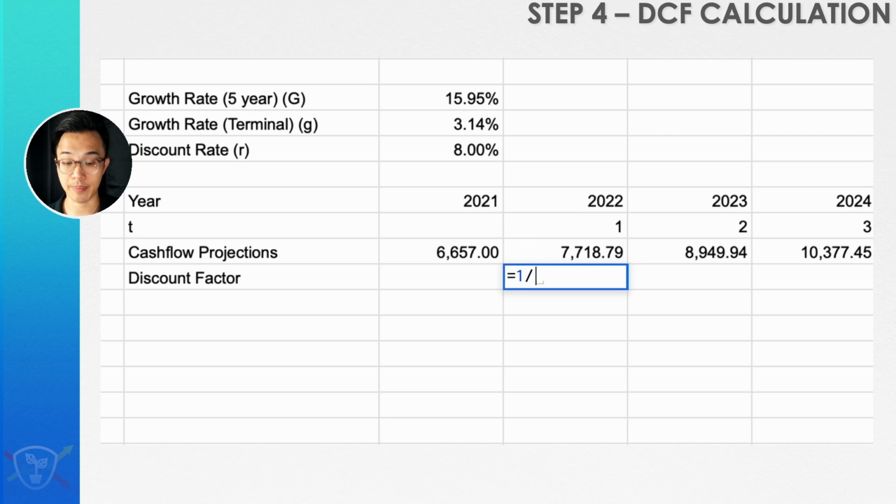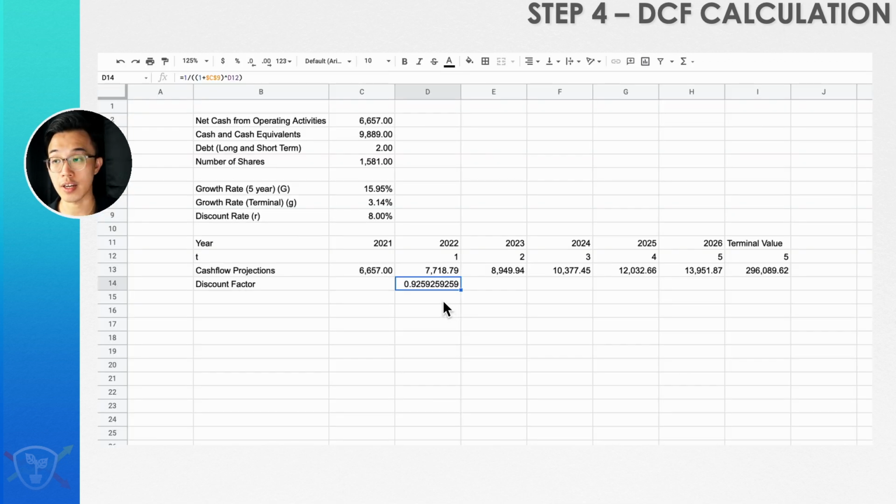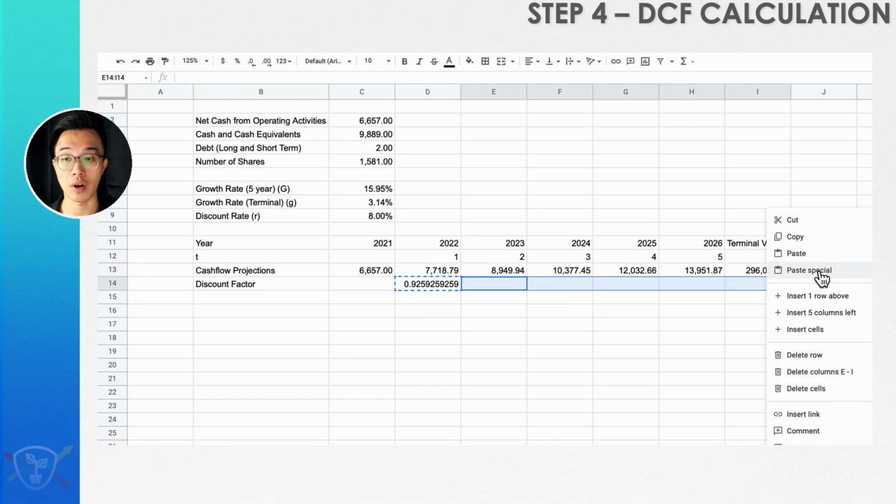1 divided by 1 plus the discount rate to the power of t. And we're going to do the dollar signs to make sure that each of these formulas, when we copy and paste them, will refer to that cell C9. So the discount factor for the first year is 92.6%. We are going to copy and paste this across for all the other years as well.